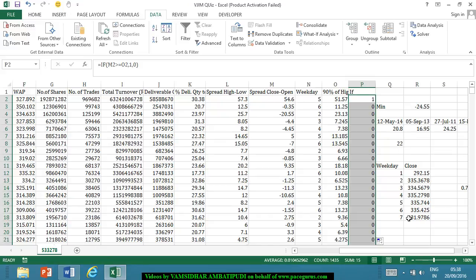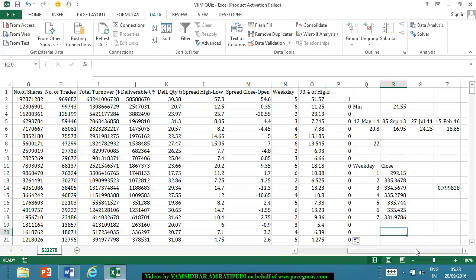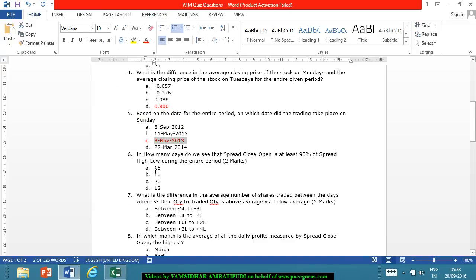So if you sum them up, the number of days in which close minus open is at least 90% of high minus low, you can sum up all these numbers, which is giving me that there are 15 days. So directly I can mark 15 as my answer here.